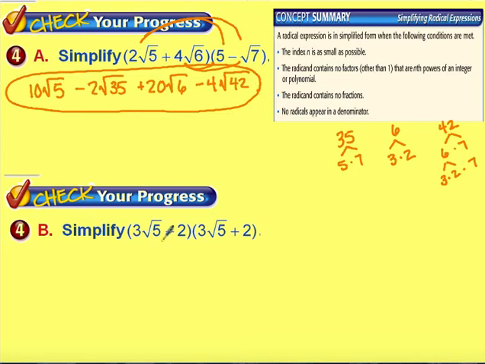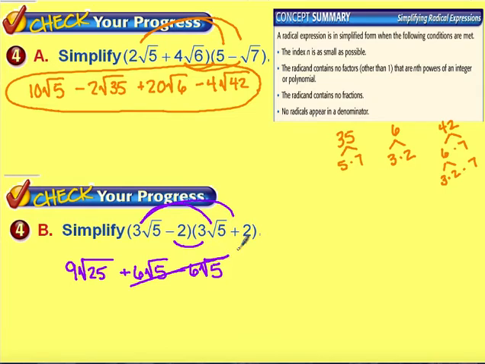All right, let's look. It looks like I have a pair of conjugates here. So this one is going to have a lot of simplification. So I'm going to go ahead and multiply this through. So I have 3 square roots of 5 times 3 square roots of 5, which gives me 9 square roots of 25. My outsides give me 6 square roots of 5. My insides give me negative 6 square roots of 5. So you can see that canceling. And that negative 2 times positive 2 is negative 4.